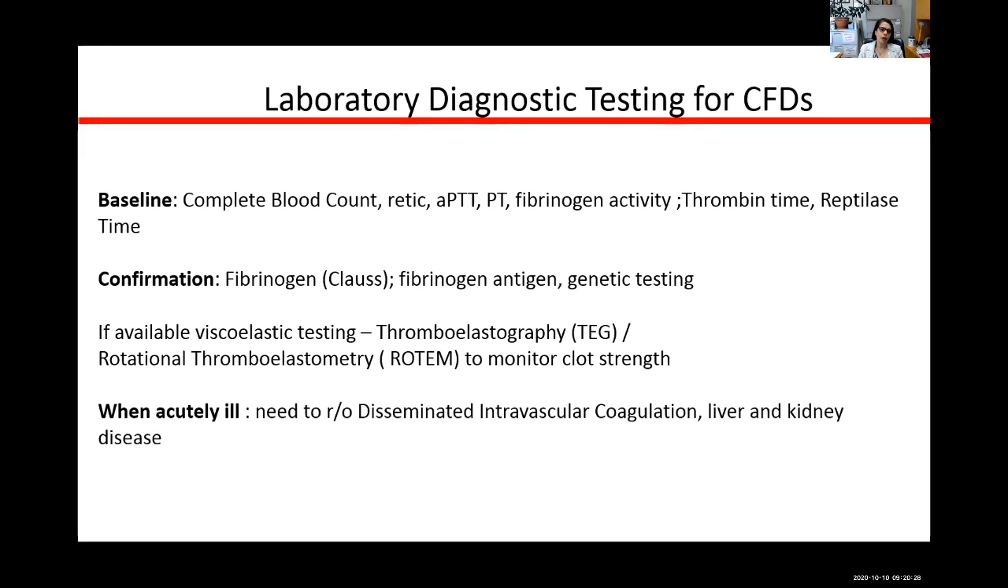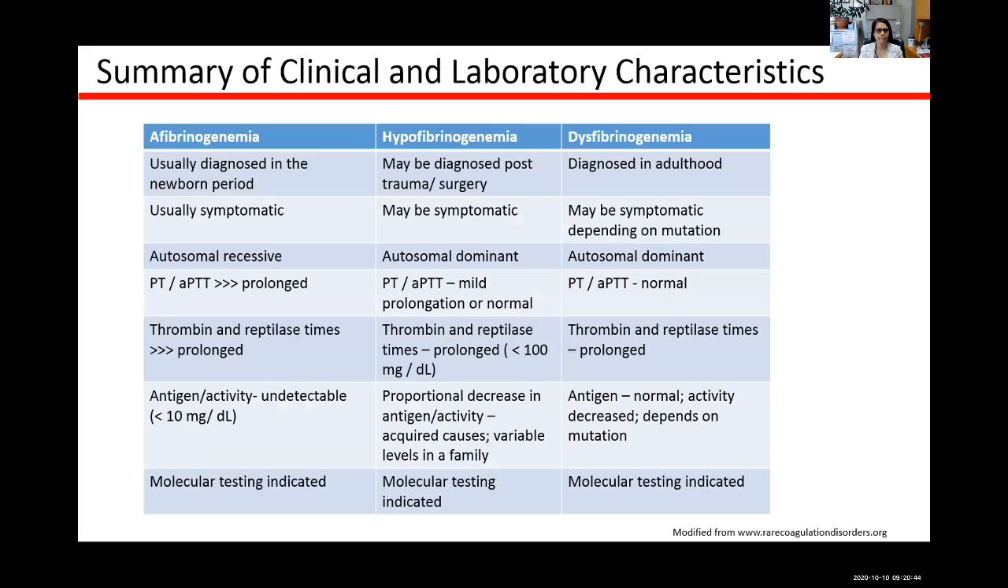If a low fibrinogen is detected when a patient is acutely ill, it's extremely important to rule out disseminated intravascular coagulation, which typically occurs in the setting of a serious infection and other liver and kidney disease.